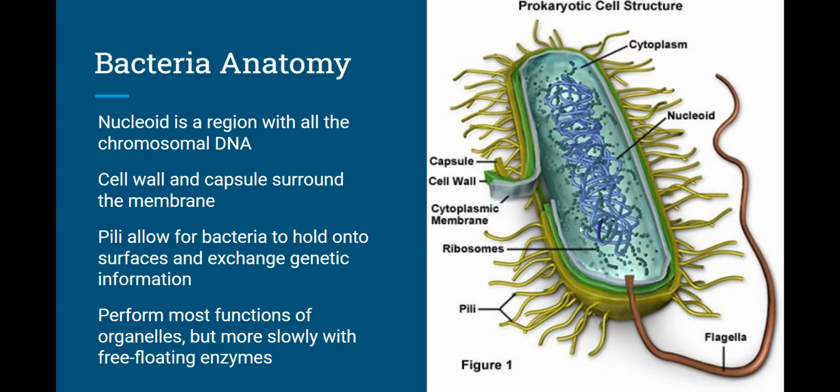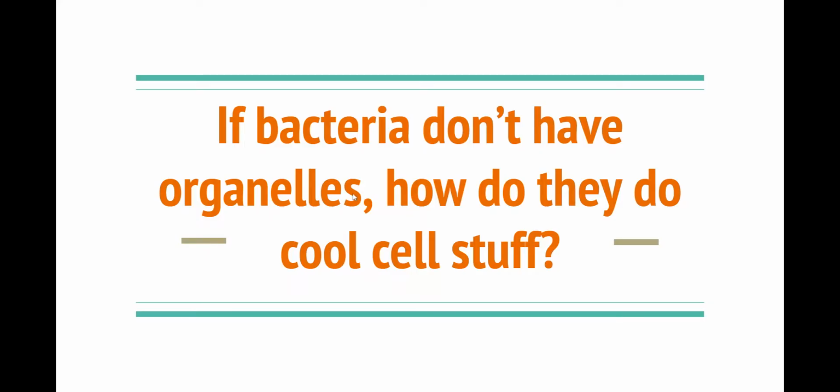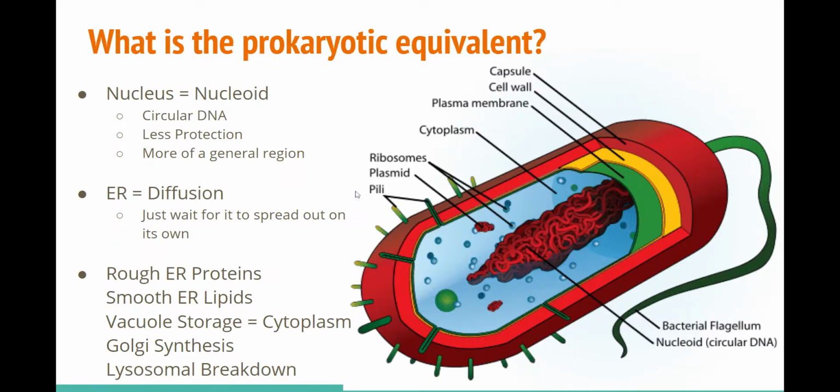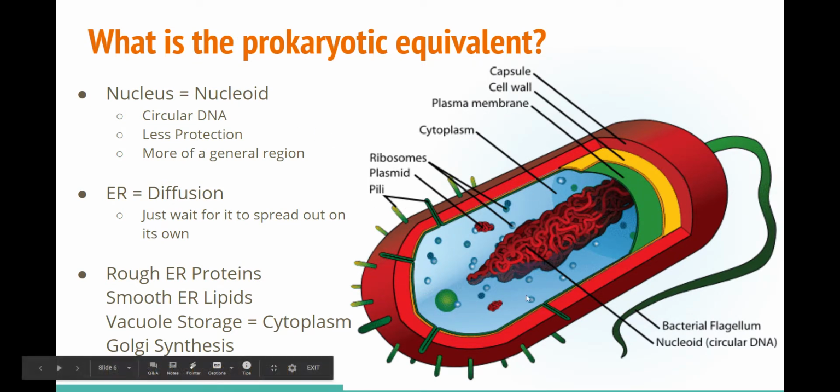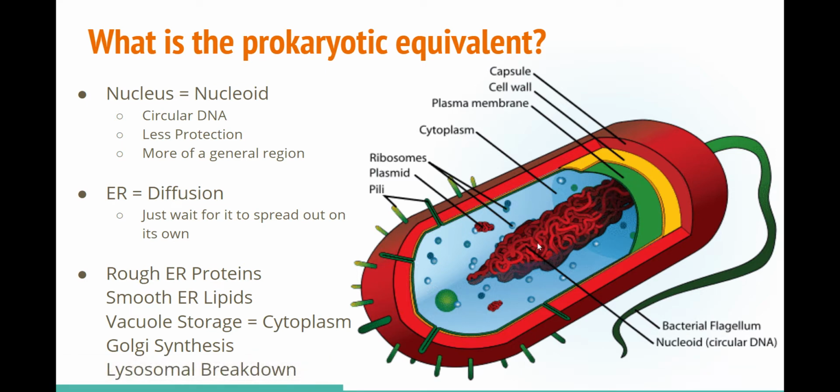Now, these bacteria can perform a lot of the functions of organelles, but it's going to be a lot slower because it's just diffusing through the cytoplasm instead of what organelles do, which is keep things compartmentalized. So you have all your acids in one place, all your enzymes in another place. Now they're spread out, so things take a little longer. So how do they do all that cool cell stuff? Well, the answer is typically, it happens in the cytoplasm. So instead of that nucleus, they have the nucleoid, that region where their big loop of DNA is all bunched up together.